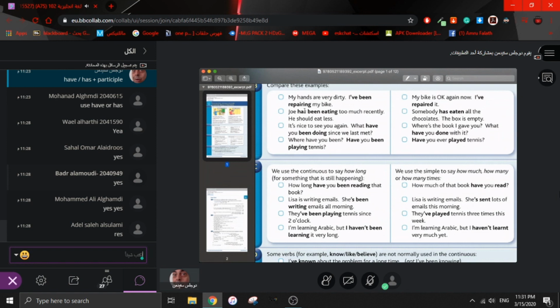Now over on the left. My hands are very dirty now. Why? I have been repairing my bike. I'm almost finished, not finished yet. So here, there's a relationship between working and the dirty hands. Next one, Joe has been eating too much recently. He should eat less. This recently, it could be a few days, a few months, a few years. We don't know how long it is, and it doesn't really matter in this case.